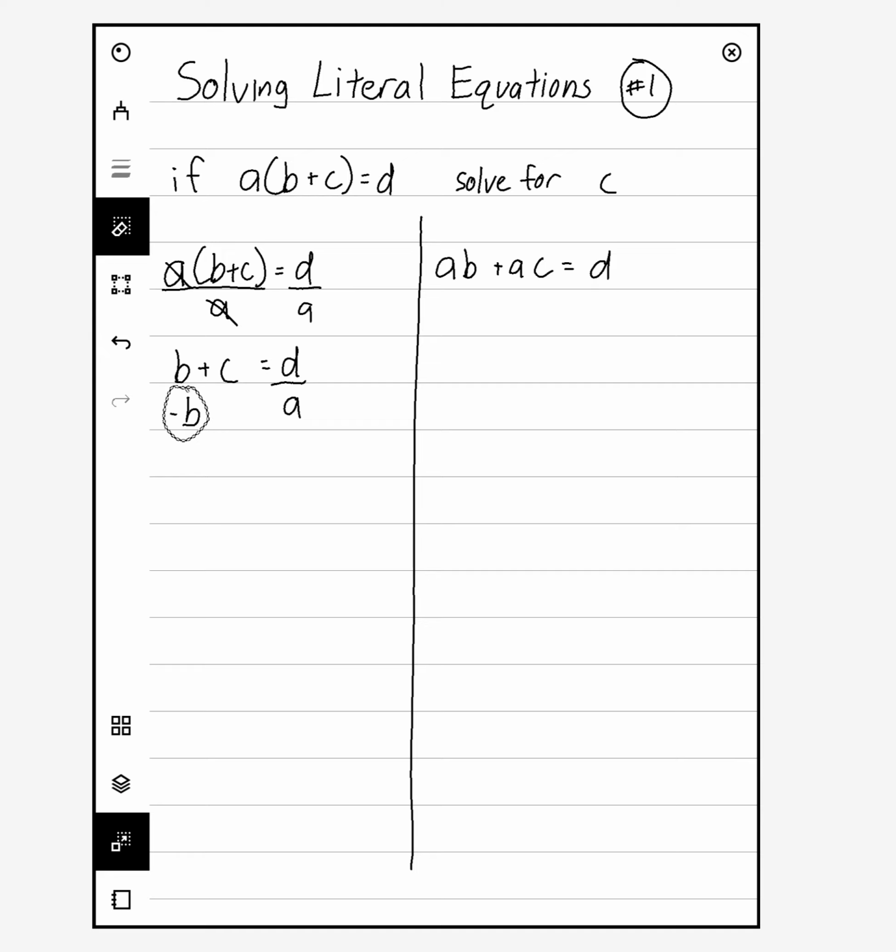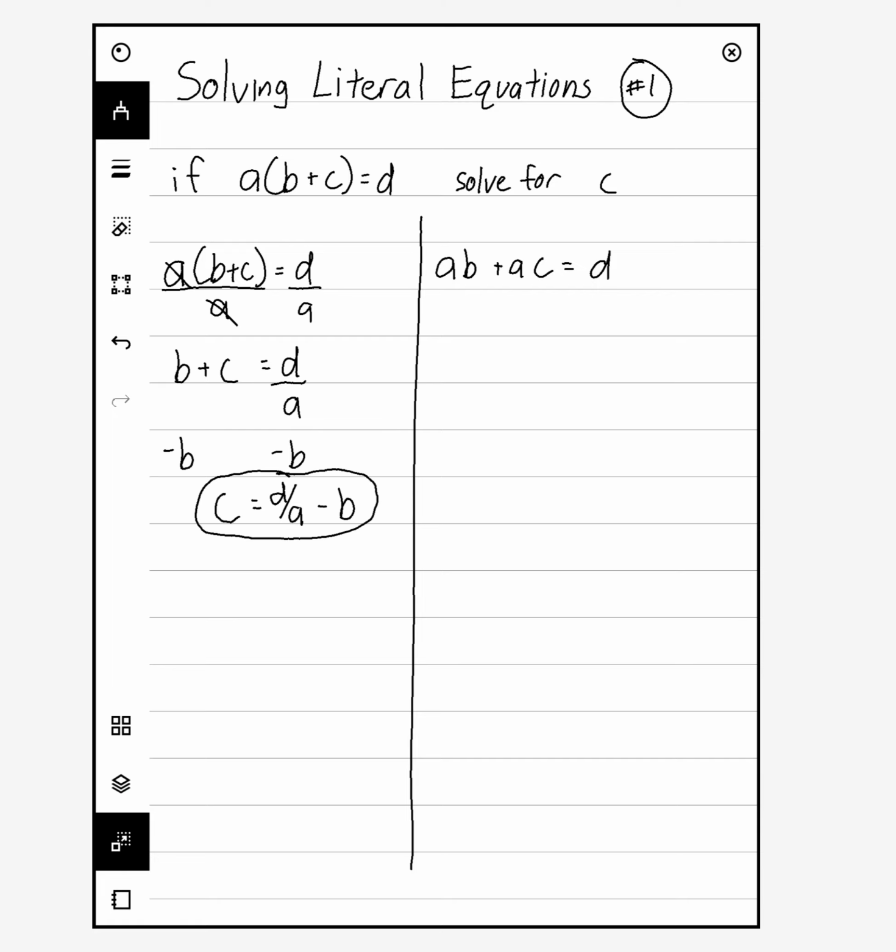Let me just write that down a little bit lower. Minus B, minus B. So now on this side, we're just left with C. We have C is equal to D over A minus B. Okay, so that's what we get for this side, and we did that in 2 steps. Okay, let's try if we distributed the A. Let's see if that's any better.